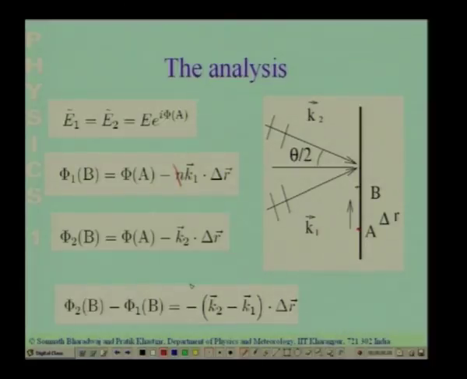So, the point to note here is that at the point A, the two waves are at the same phase. So, you have a maxima in the intensity. As you move away from A, the phase of the first wave changes by a certain amount, the phase of the second wave changes by a different amount. So, as you move away from the point A, the two waves come with a phase difference.